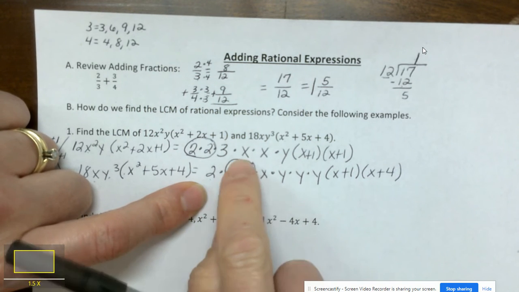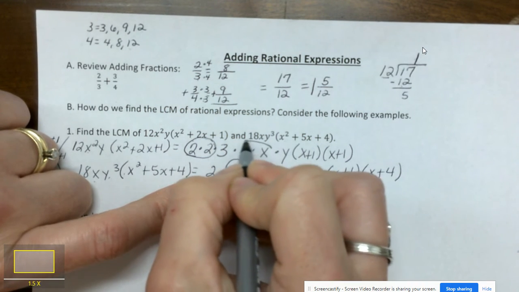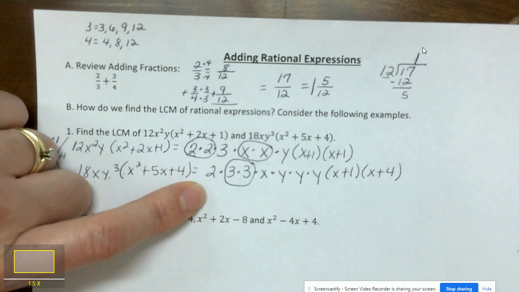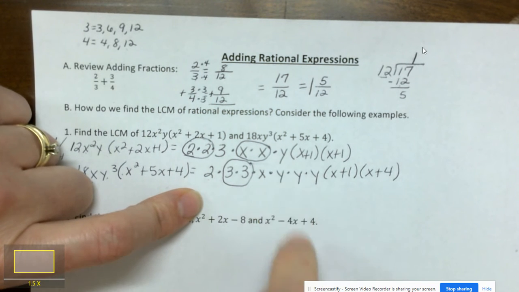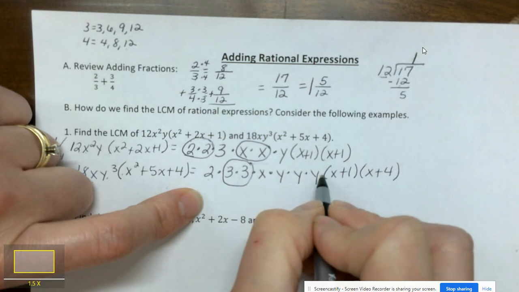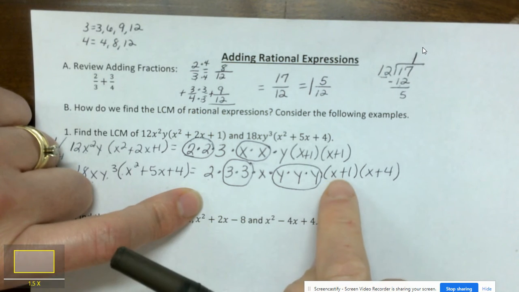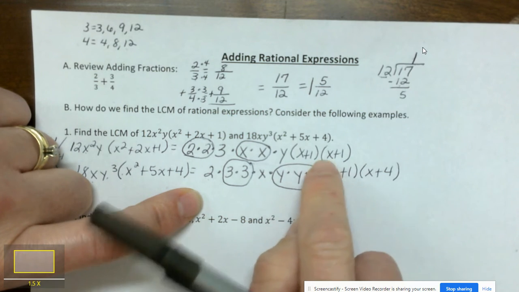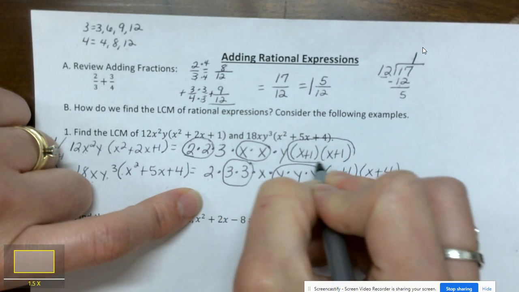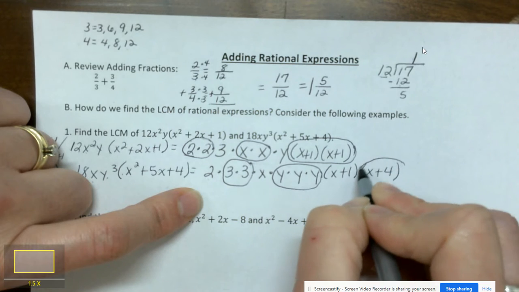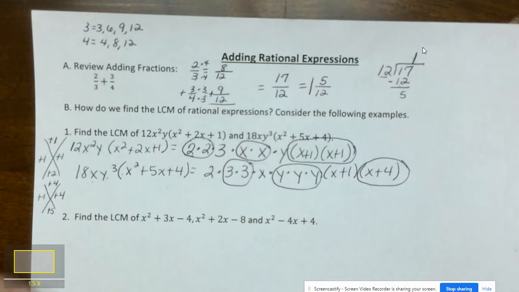There's one x here, but there's two x's up here. So I'm going to circle those two x's. There's one y here, but there's three y's here. So I'm going to circle those three y's. There's one x plus 1, but there's two x plus 1's up here. So I'm going to circle both of those. And then I have an x plus 4. There's only one of those, so I have to circle it.